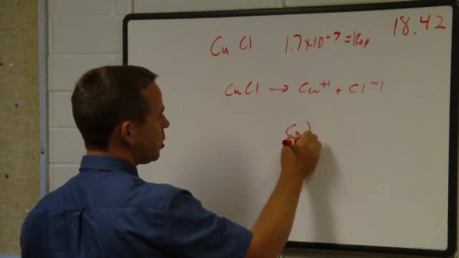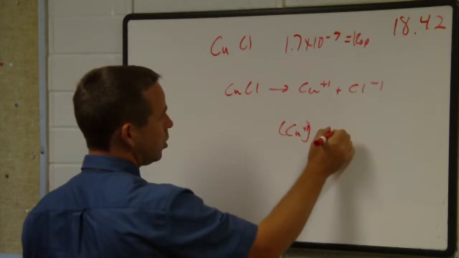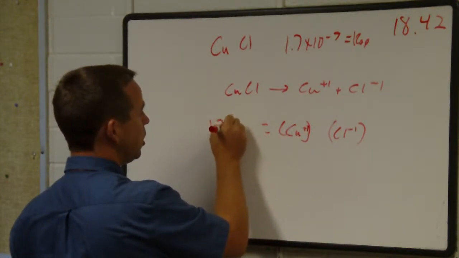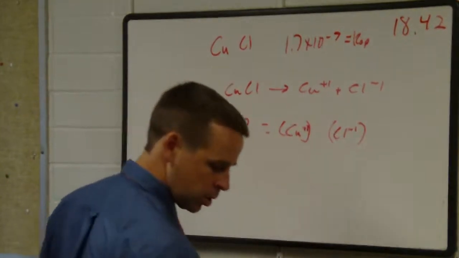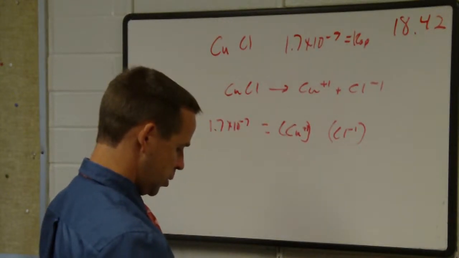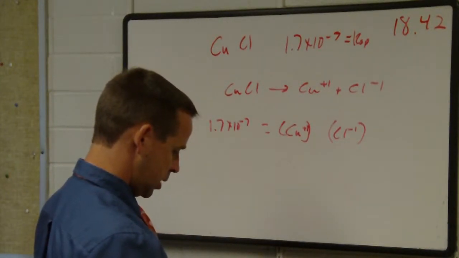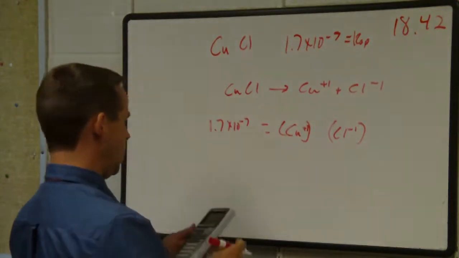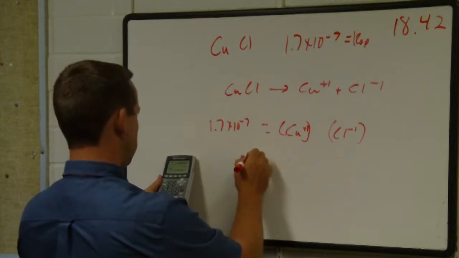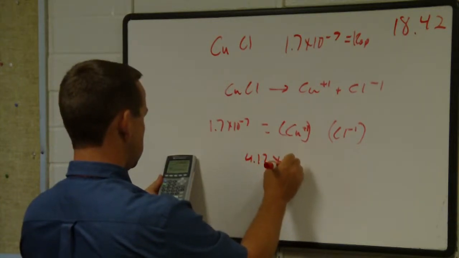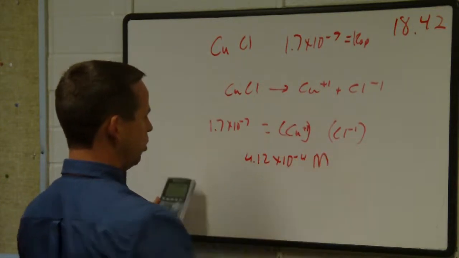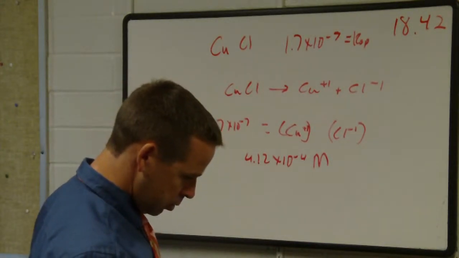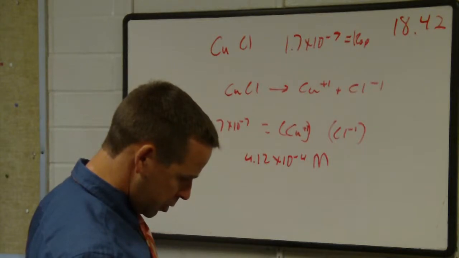So it's going to be the copper concentration times the chloride ion concentration. That's going to be equal to 1.7 times 10 to the minus 7. That's in pure water. Take the square root of that value. Get 4.12 times 10 to the minus 4. That's the molar solubility of the stuff. So that's part A. We want to find the molar solubility of that.